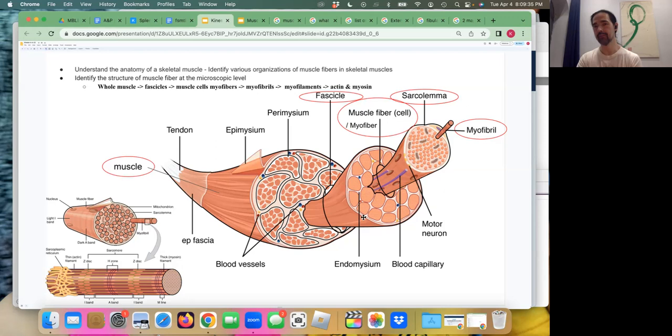And around the fascicle, I believe, there's a sheath called the endomysium. And then around each individual myofiber, there's a sheath called the sarcolemma. Around the whole bulk of the muscle belly, there's the epimysium. There's also fascia that covers the whole muscle, right?